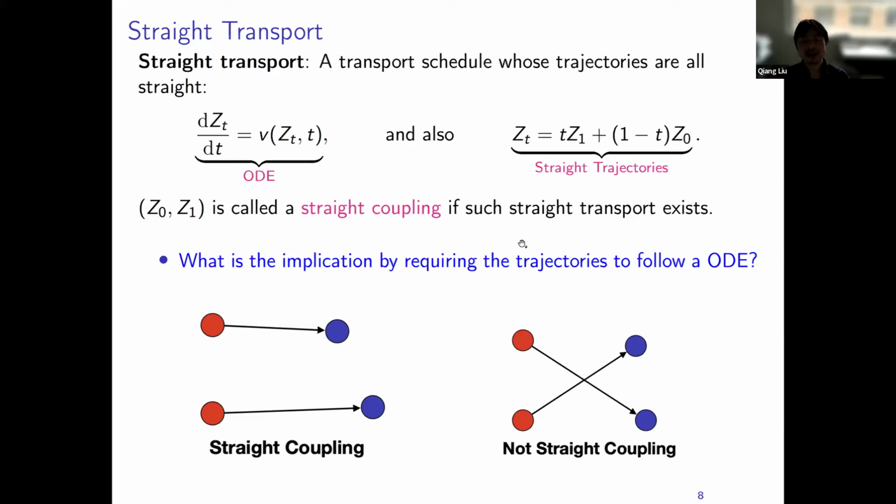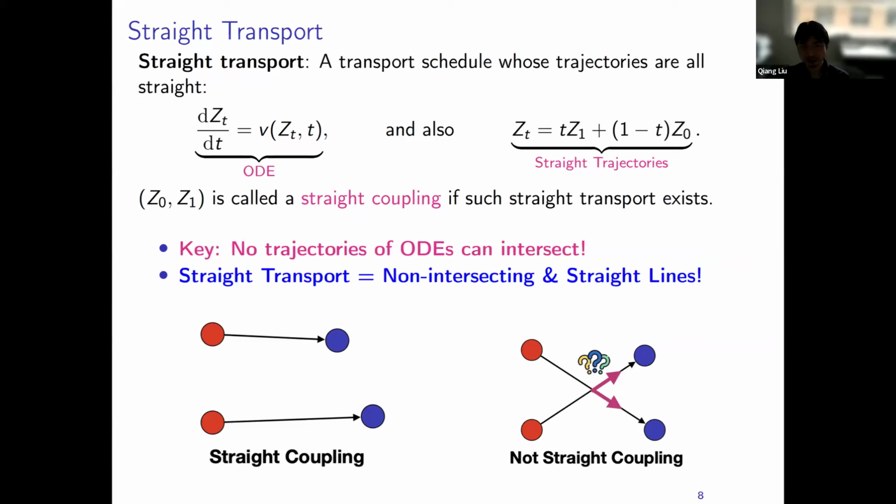So it seems to be a very simple condition, right? But it turns out the combination of these two conditions does actually impose some very non-trivial conditions, right? It's relatively easy to understand what it means to want the trajectory to be straight, right? Now it's trickier to understand what it means if I want the system to follow a differential equation, right?